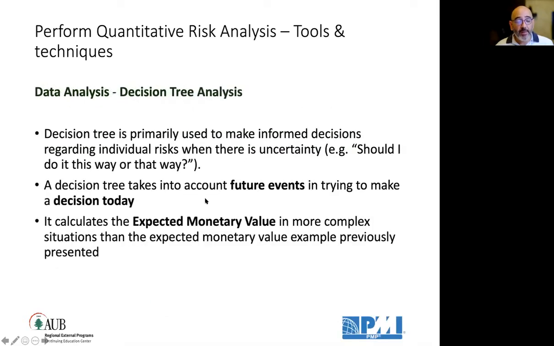Decision tree. Decision tree is used to make an informed decision today, okay, about the future while considering the risks. So we have a decision. We can go this way or this way. Which way should we go? Okay, this is the main outcome of a decision tree. So it takes into account future events in trying to make a decision today. It is also used in business decisions, not only in risk assessment. So it calculates something called the expected monetary value.